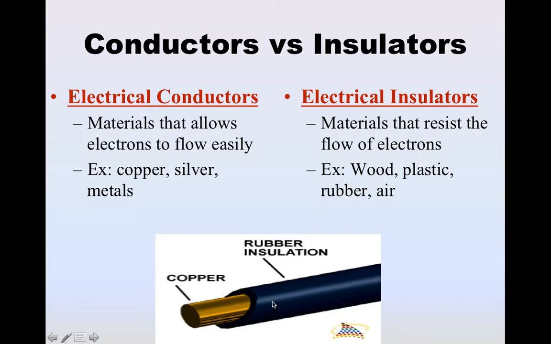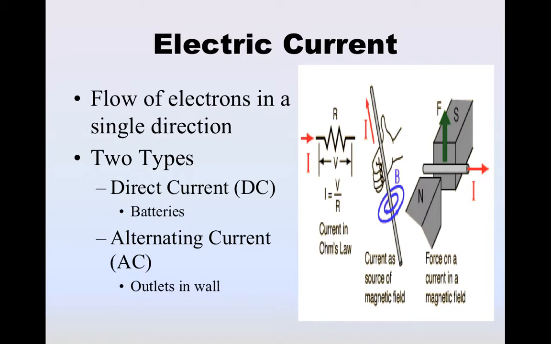Your wire down here has a rubber insulator around it, and the reason for that, if we didn't have it, that wire would heat up, get really hot, and electricity will flow from one object to another, and that's how people get shocked. Okay?